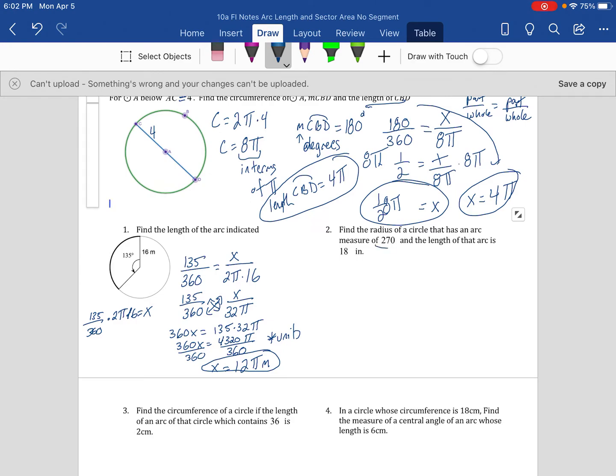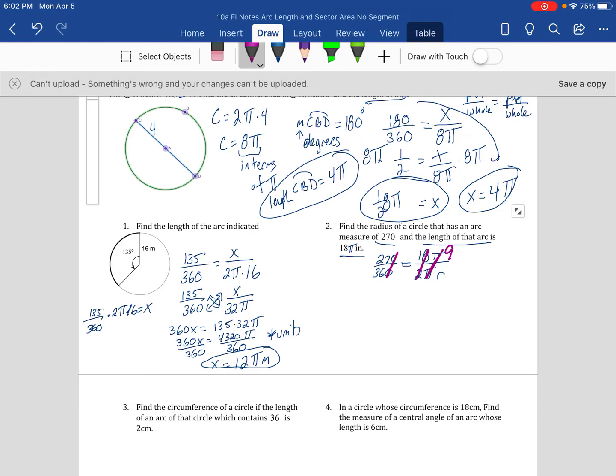Next one, it says find the radius of a circle. There's an arc measure of 270 and arc length is 18. So 270 over 360, arc measure over whole circle, is equal to my arc length, and this should be an 18 pi, I'll fix that in post, 18 pi over, now I know my formula for circumference is 2 pi r, so that's what I don't know. Now what's interesting about this is that my pi's divide out, and I can do 2 goes into 18 9 times. These zeros divide out.